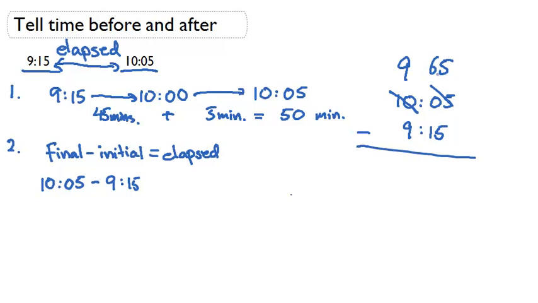Now when I look at it, 65 minus 15, that's pretty easy. I can do that in my head. That's 50. And 9 minus 9 is 0. So 50 minutes have elapsed.